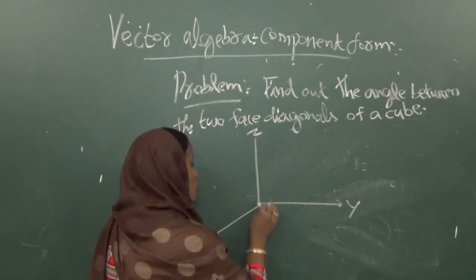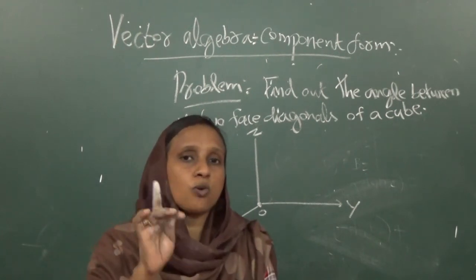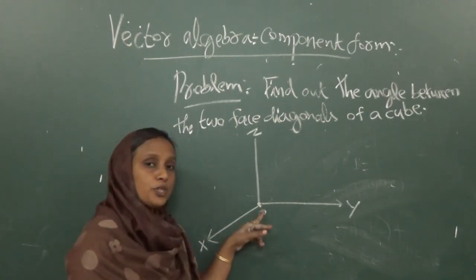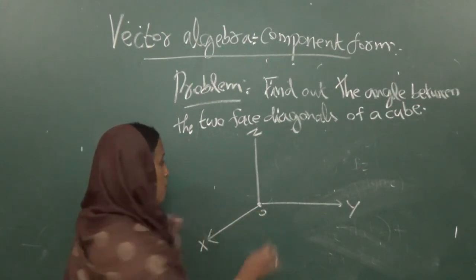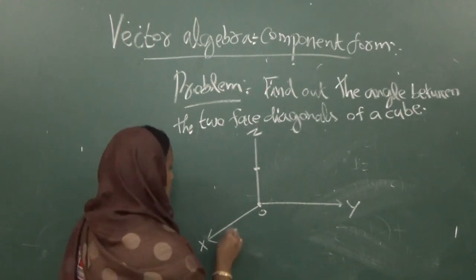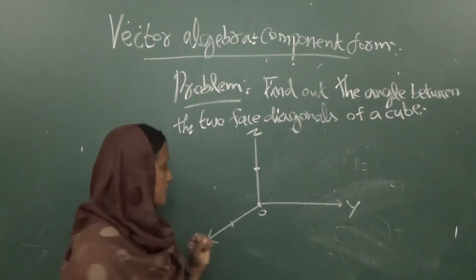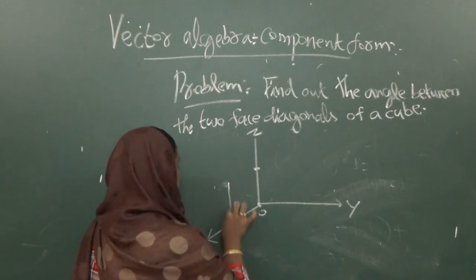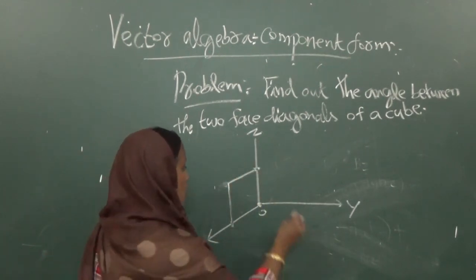Suppose this is the origin of the coordinate system. We can make one of the corners of the cube the origin, so we choose here O. This is one of the corners of the cube. Suppose this is the unit distance along the z-axis and this is the unit distance along the x-axis. So in the xz plane, you can draw a plane like this.